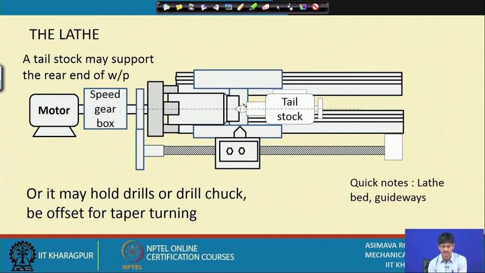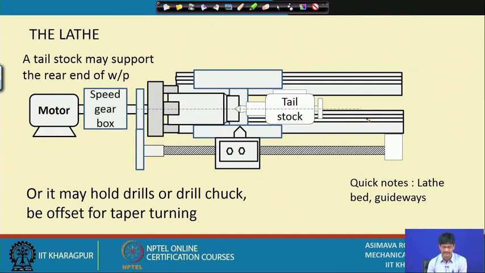At this moment the tailstock is being used to hold the rear end of the workpiece, because the workpiece might be sufficiently long, and if it is not held on this side, it might be sagging and that will cause a lot of inaccuracies. The tailstock, however, might also be used for holding tools. For example, we might be holding a drill, or a drill chuck. We might be holding so many other types of tools. At this moment it is holding the rear end of the workpiece, and it also has its own rails just like the saddle, and we have shown two such rails here, a flat on this side and once again a V on our side.